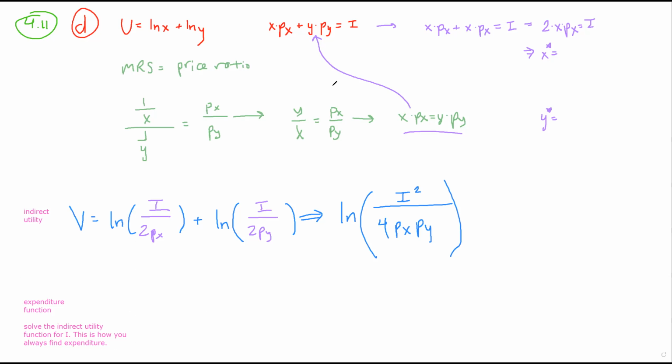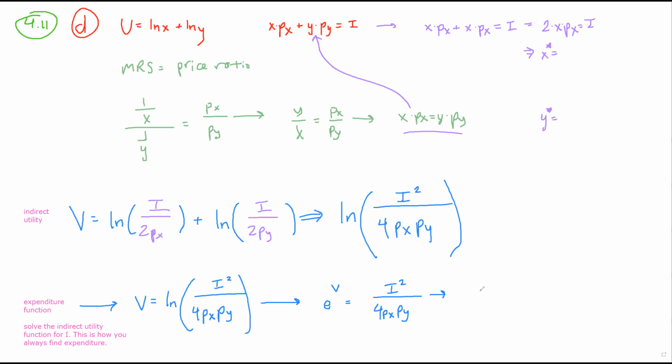Okay, so I want the expenditure function. That means taking this indirect utility, V equals ln of I squared over 4 px times py, and solving for I. What would I do to both sides to cancel the ln? I would do an e to both sides. So I have e to the v equals I squared over 4 px py. And then I'm going to multiply both sides by 4 times px py and take the square root.